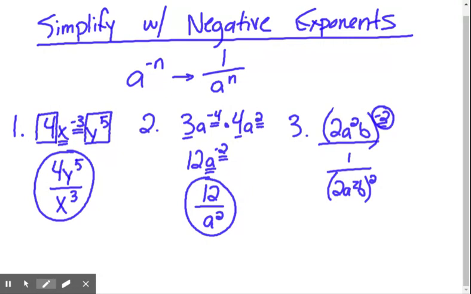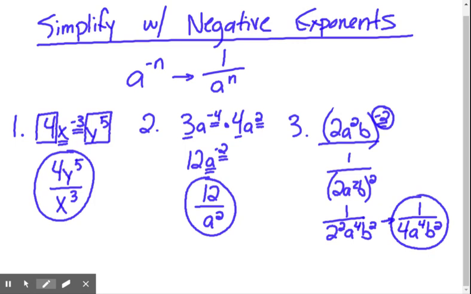Now, I do still need to go ahead and simplify this using my power of powers rule. So that's going to give me 1 over 2 squared, a to the fourth, we multiply the exponents, b to the second power. You could leave that if you wanted to. You don't have to evaluate the exponents. I'm going to go ahead and evaluate 2 squared just because that's an easy one for me to evaluate. It's going to give me 4a to the fourth, b to the second. So my final simplified expression is 1 over 4a to the fourth, b to the second power.